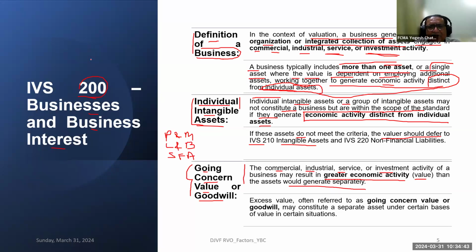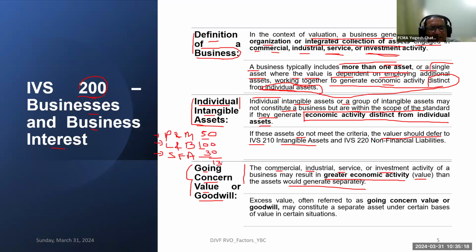So one company, supposing, has all three types of assets: plant and machinery, land and building, and SFA. Plant and machinery is valued at 50 crore, land and building at say 100 crore, and SFA at 30 crore. So if these assets are sold separately, they may realize 50 crore, 100 crore, and 30 crore, in total 130 crore.